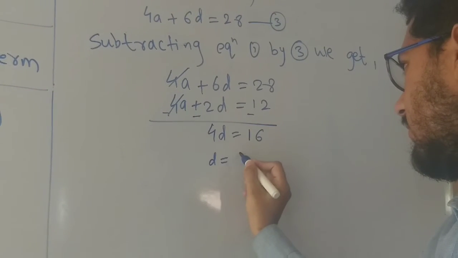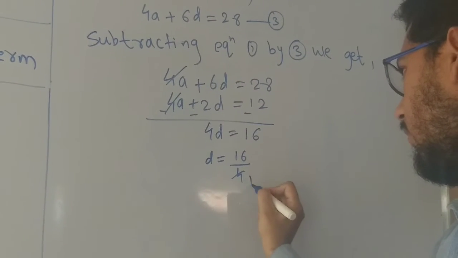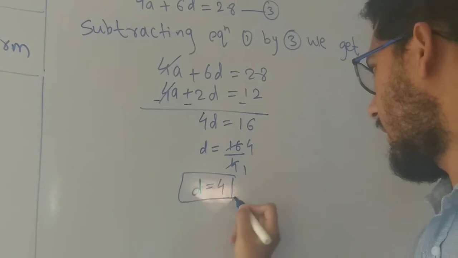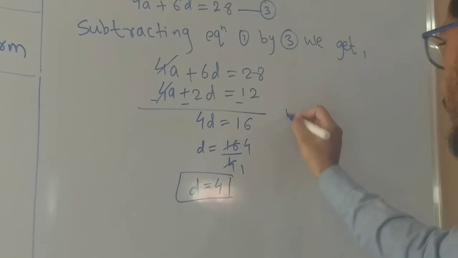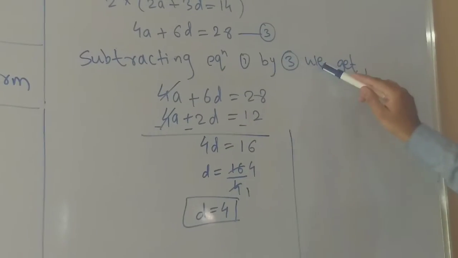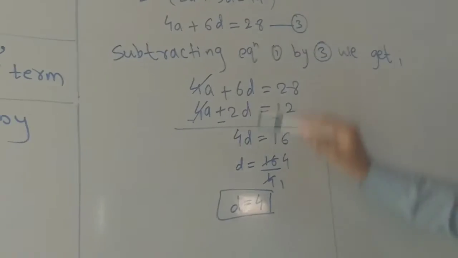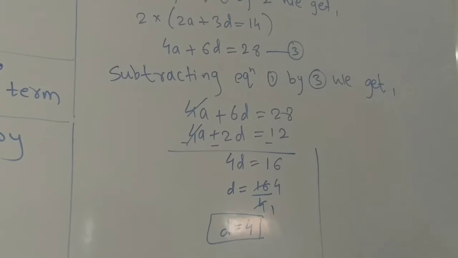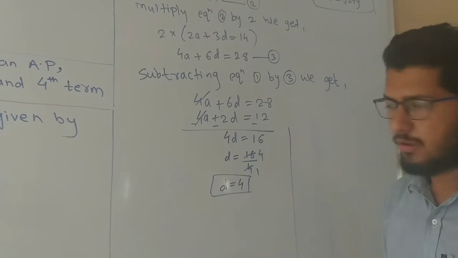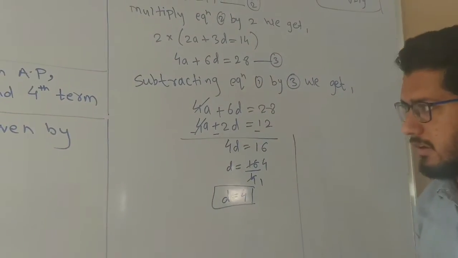So what will you get? d is equal to 16 upon 4. 4 4s are 16. So the value of d here is 4. Using subtraction of equations 1 and 3, we are getting the value of d. I hope you understood this step, because we have already completed this chapter, linear equations in two variables.